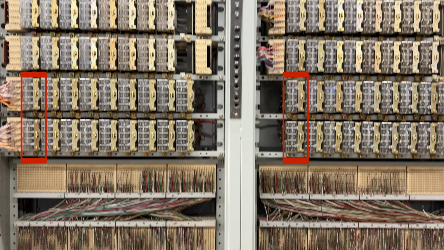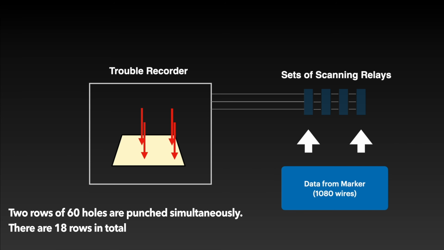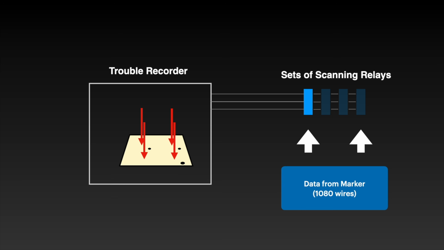Each set of 4 scanning relays funnels 120 leads at a time into the trouble recorder. And each lead that is grounded will cause the punch magnet inside the recorder to operate. Once those 120 holes have been processed, the trouble recorder moves the card one row forward into the next position. At the same time, it operates the next set of scanning relays, which funnels the next set of 120 leads to the punch magnets in the recorder.